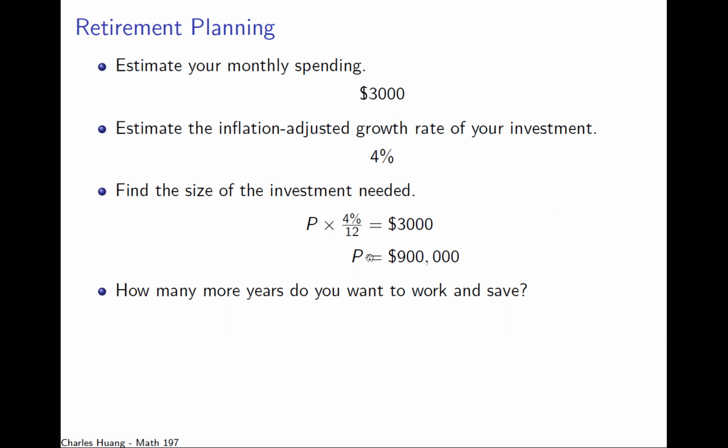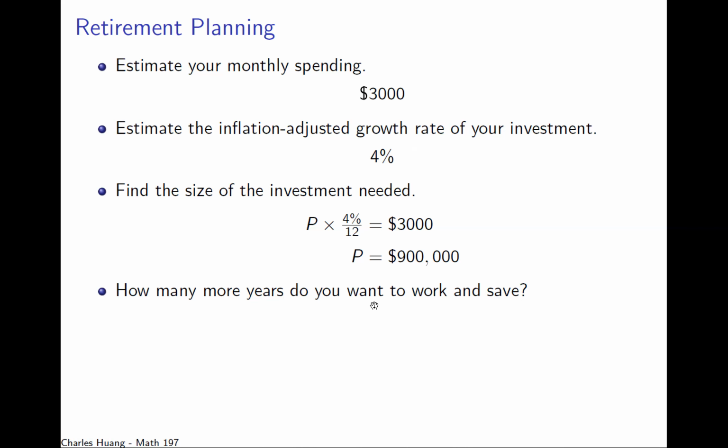Now, in this case, it's actually not a lot of money. It's only $900,000. If you have $900,000 saved up, instead of buying a house or an apartment in Vancouver, you will be able to invest and get $3,000 worth of income every month. And that's a pretty good deal.